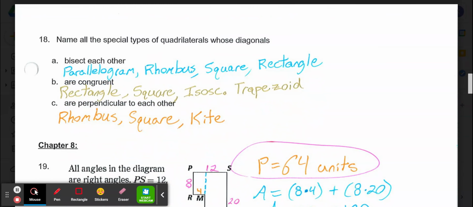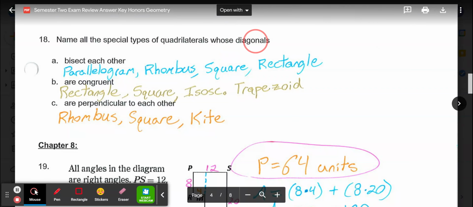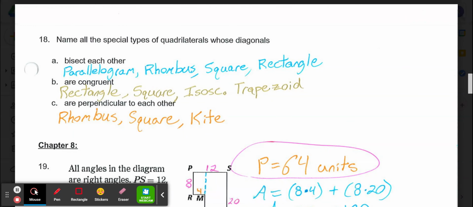Naming the special types of quadrilaterals whose diagonals bisect each other. Those are listed here. Are congruent. Those 4, or 3, are listed here. And are perpendicular to each other. Those 3 are listed there.